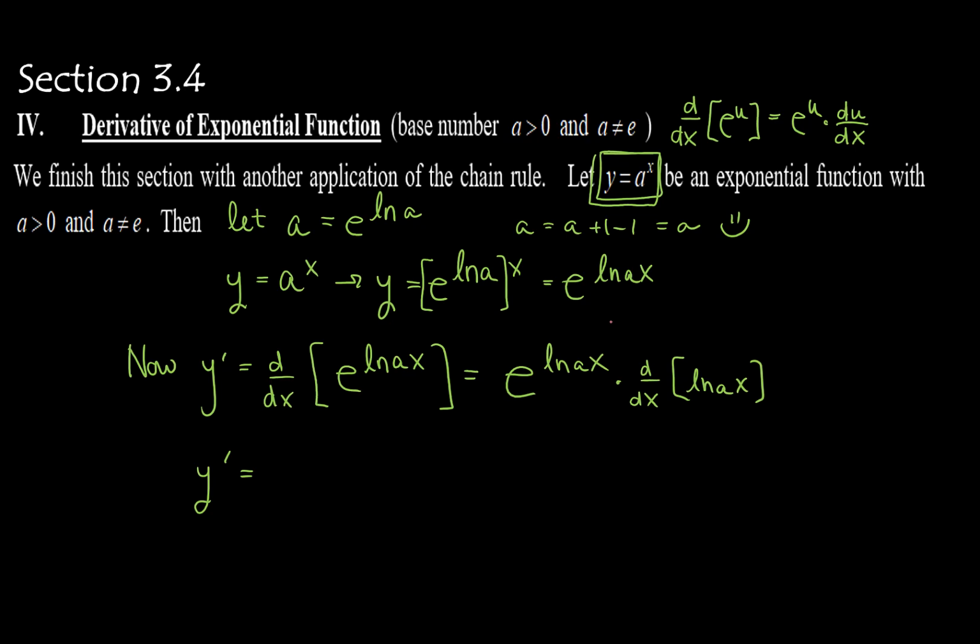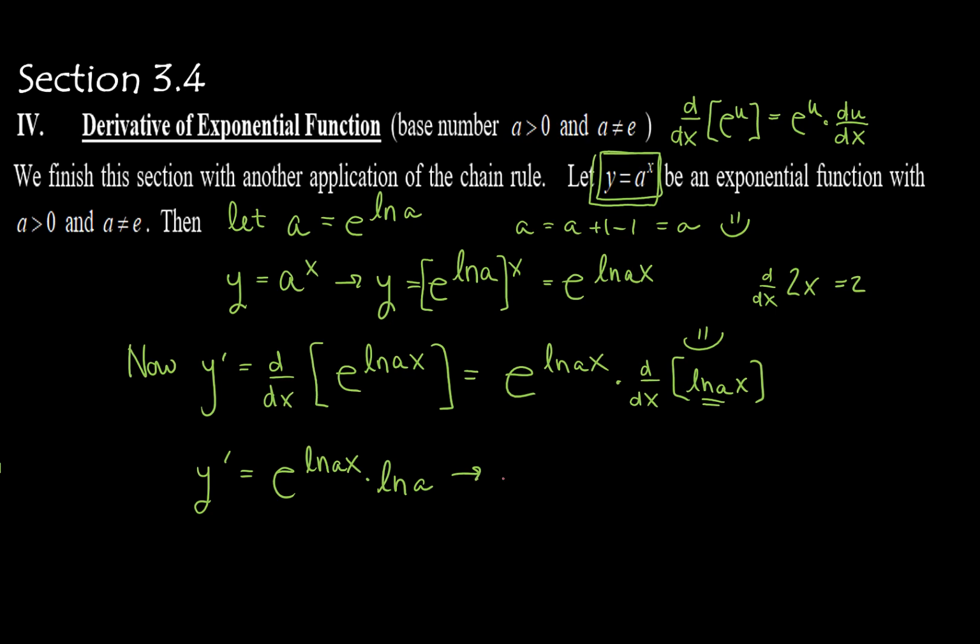So this thing right here, e to the natural log of a times x, as we know, is just saying a to the x. But just in case you didn't remember that, let's just rewrite this in this way. But this derivative right here, like if I took the derivative of 2x, I'd get 2, right? Well, natural log of a is just a number. So the derivative of natural log of a times x is just natural log of a.